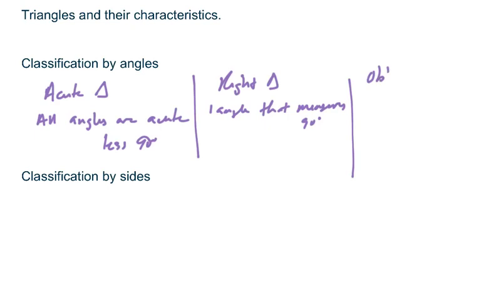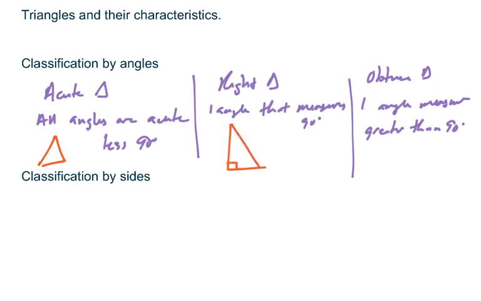Or we can have an obtuse triangle, where one angle measures greater than 90 degrees. So, acute triangle, something like that. A right triangle, something like that. And an obtuse triangle, something like that. Okay, so that's by angles.